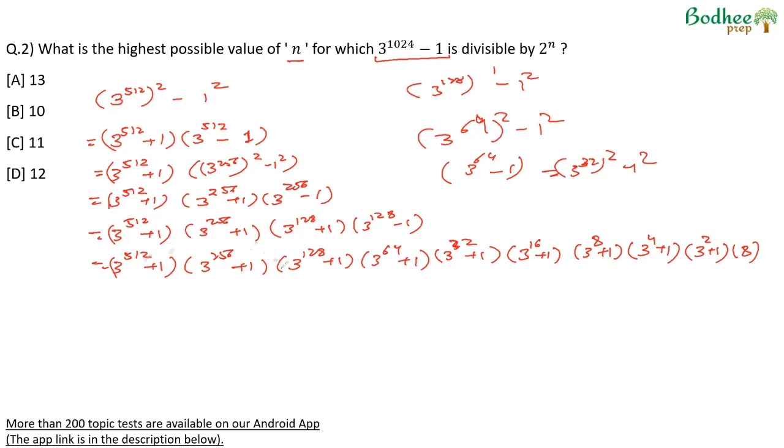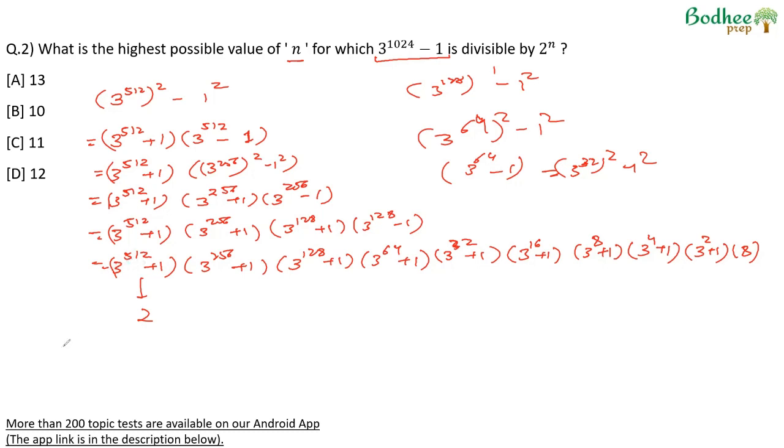As we can see, these are powers of 2: 2, 4, 8, 16, 32, 64, 128, 256, 512. In all of them, 1 is added. Now, if we have to look at the power of 2 that divides this entire thing, take 3 raised to power 512 plus 1. This obviously is an even number, so there will definitely be a factor of 2 here.